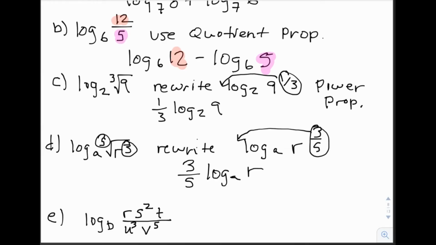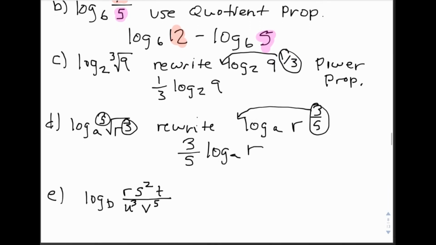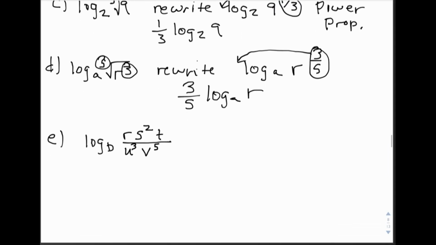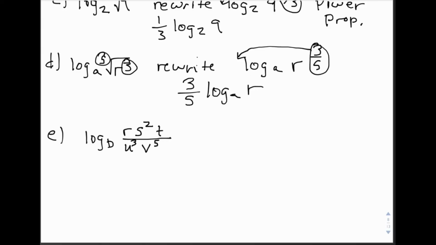So our next example here is a little bit more complex. We're dealing with log base b, and then we have a fraction of r, s raised to the 2, t, and then divided by u raised to the 3 and v to the 5th. So our first thing we want to go ahead and do is use our quotient property. So let's go ahead and use quotient property and split this division up here.